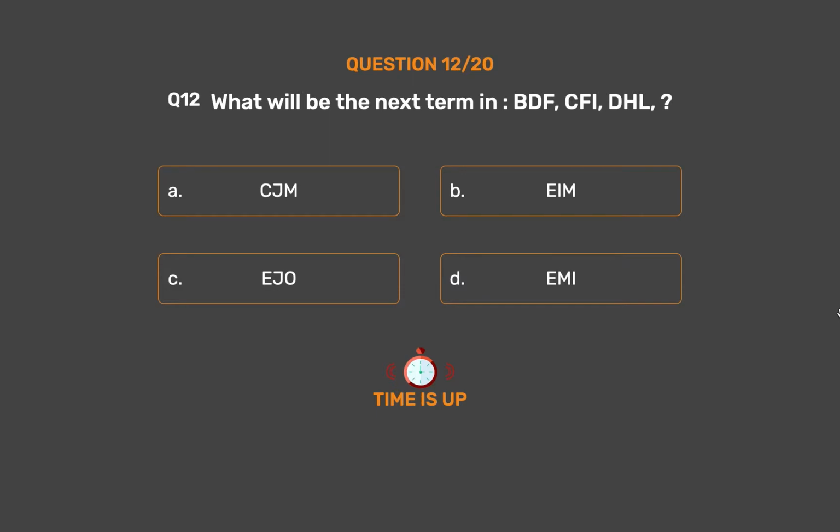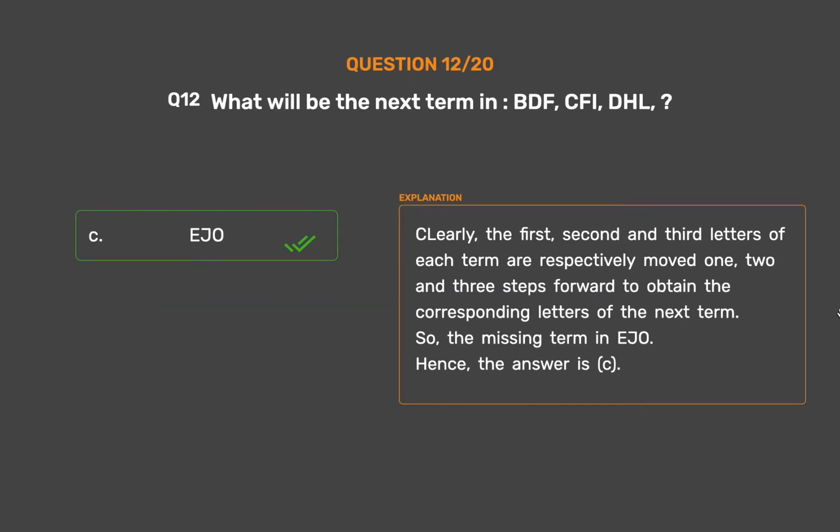The correct answer is option C, AHO. Clearly, the first, second and third letters of each term are respectively moved 1, 2 and 3 steps forward to obtain the corresponding letters of the next term. So, the missing term is AHO. Hence, the answer is C.